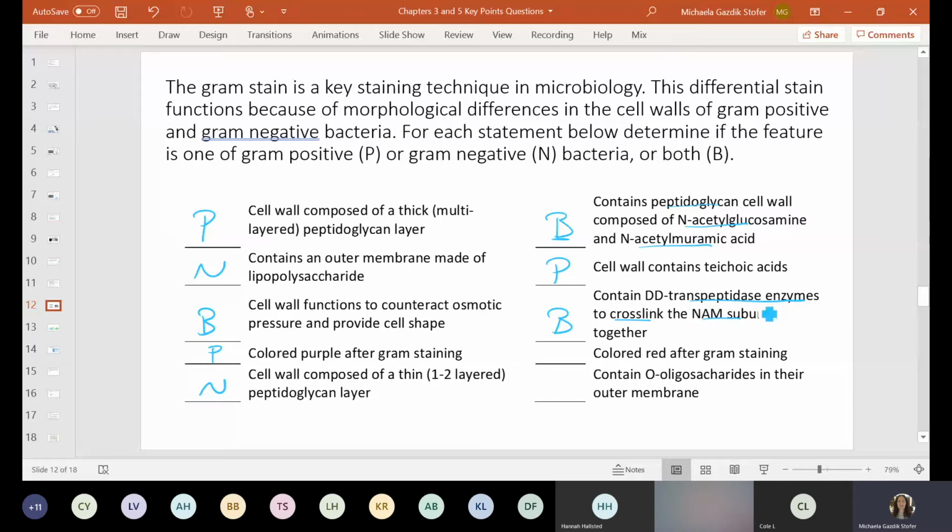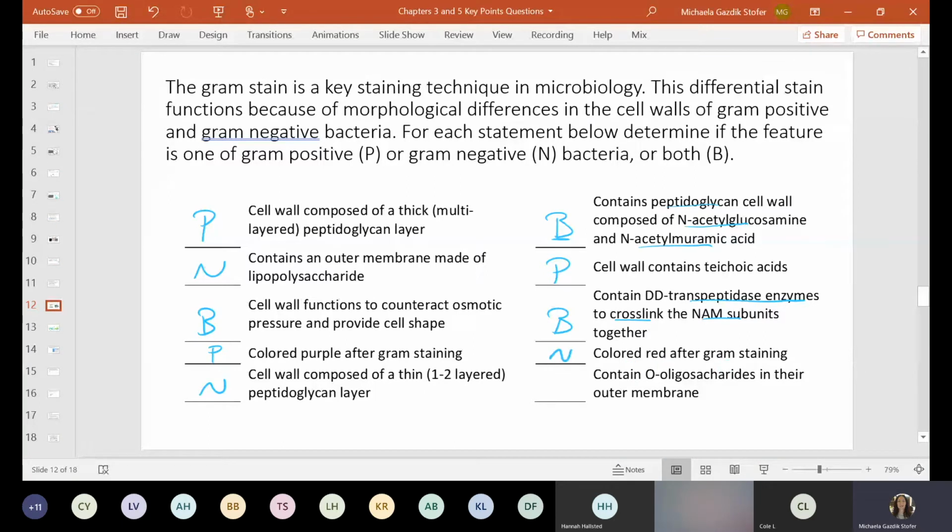And I put this on here because that enzyme becomes important. That's actually the target of penicillin. So the reason penicillin kills bacteria is it stops that enzyme from working so they can't make their cell walls. Okay, colored red, those are your gram-negative.